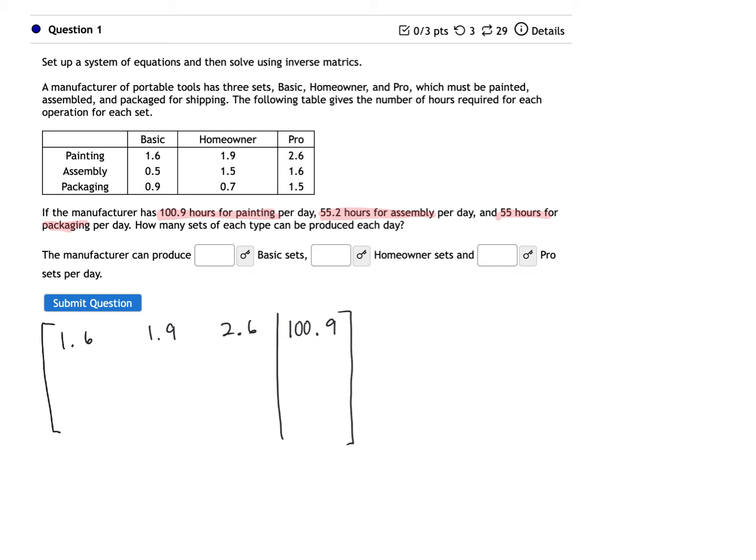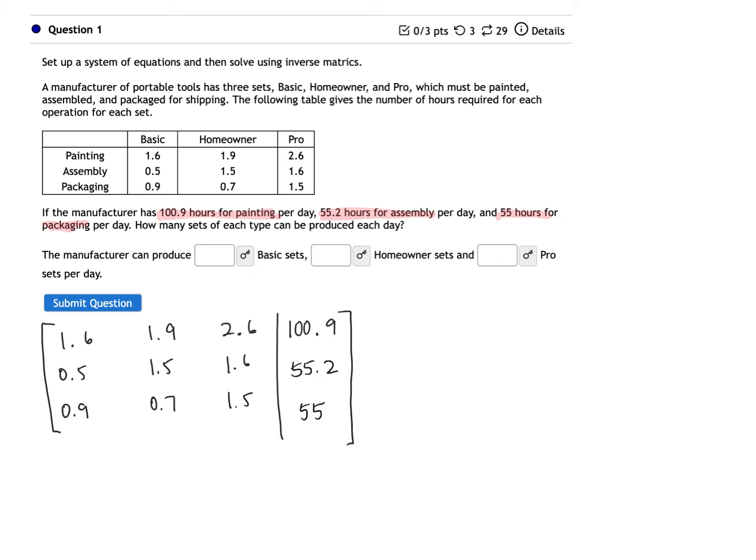Okay, and then I'm going to do the same thing with assembly. So I have 0.5, 1.5, 1.6, and 55.2 for the assembly row. And then the last row is going to go with the packaging. That's 0.9, 0.7, 1.5, and 55. All right, so there is my augmented matrix.